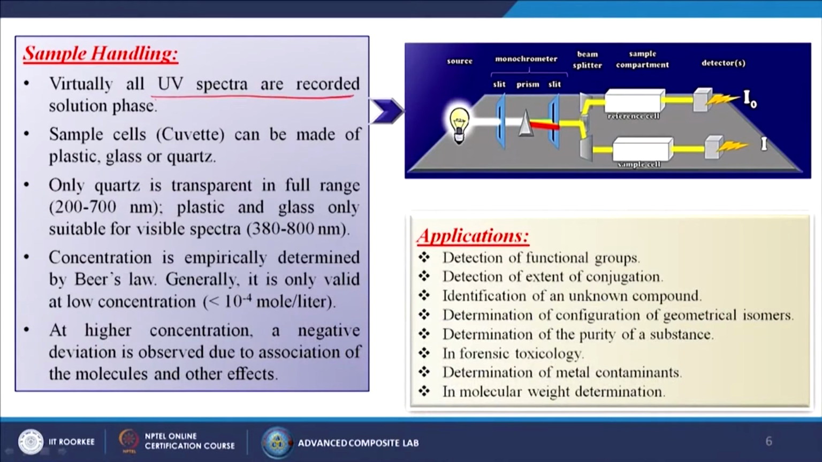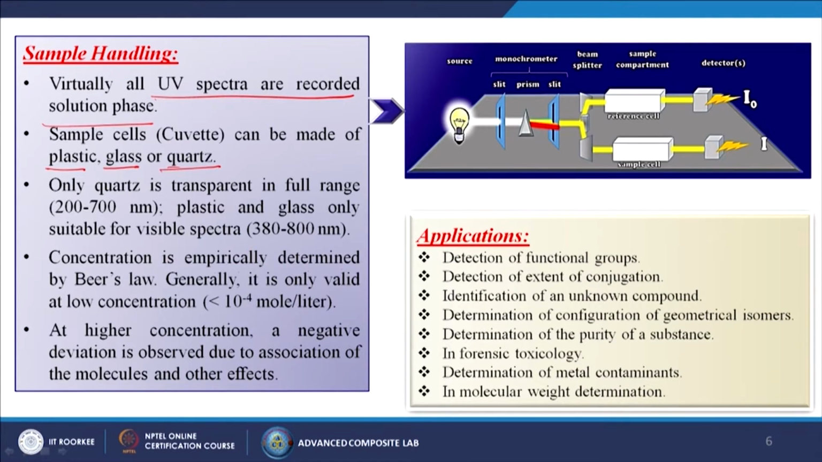Sample handling: virtually all UV spectra are recorded in the solution phase. Sample cells, the cuvettes I was talking about, can be made of plastic, glass or quartz. Only quartz is transparent over the full range, generally 200 to 700 nanometers. Plastic and glass are only suitable for visible spectra, generally in the 380 to 800 nanometer range.